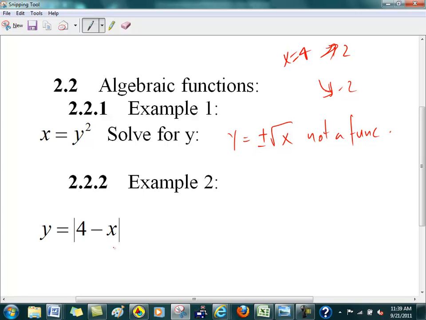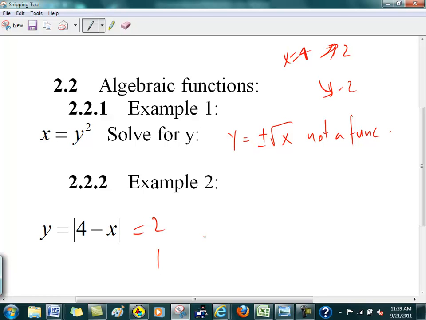Is that a function or not? So in other words, choose some x value. Is it going to give you two y values? Choose any x value you want. 2. What's it going to give you? 2 as well. Choose another value. 3. What's that going to give you? 1. So it is a function.